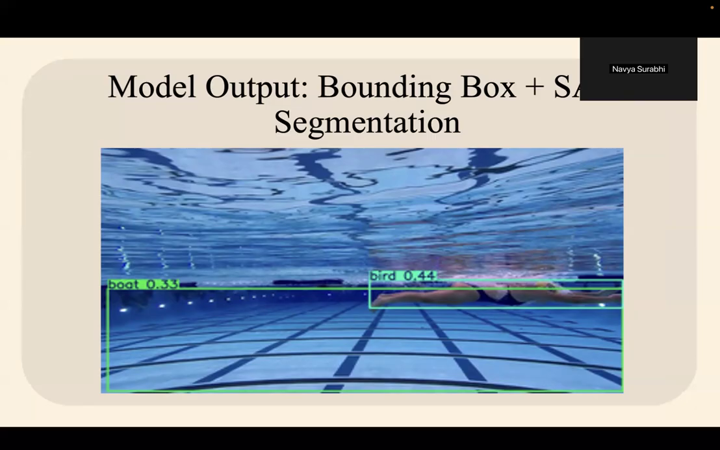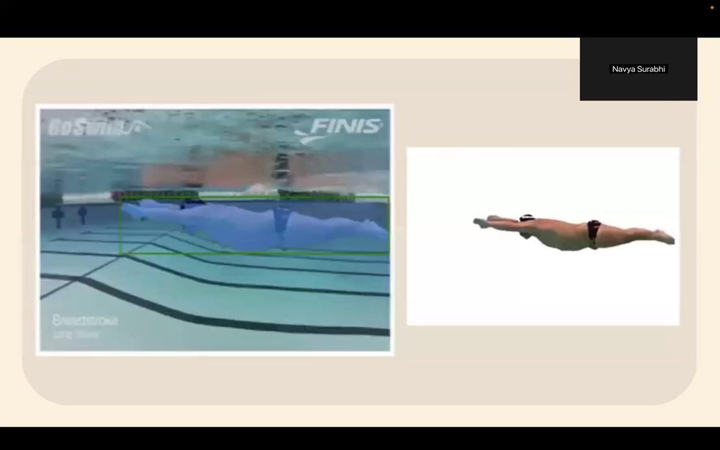YOLO also mistakenly detects another object in the background, calling it a boat, with a confidence of 0.33. This highlights one of the challenges in working with underwater environments, where lighting and distortion can confuse the model. Despite that, the bounding box on the swimmer is accurate enough to be used as the input to the SAM segmentation step, where we generate a more precise mask that isolates the swimmer from the background. So this image represents how we localize the swimmer before applying the segmentation.